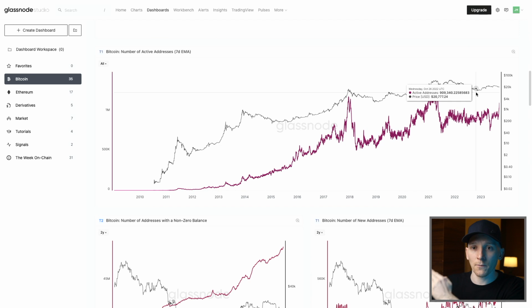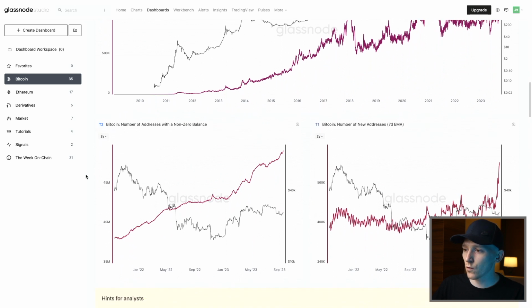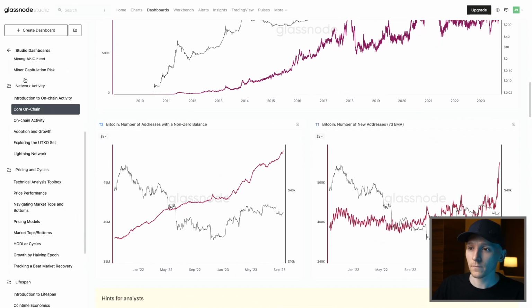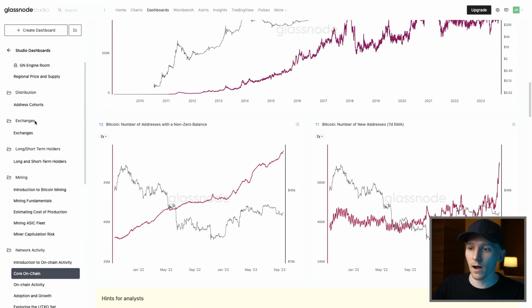So bear market to bear market, number of active addresses is growing, showing that this is in an uptrend generally, because you can't really compare bull markets because that's not really the thing to compare. So you can see all of these on-chain metrics, which is really great. However, if we click into Bitcoin, then we're going to look at some other metrics right here.